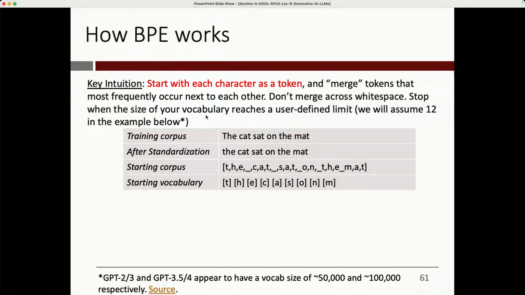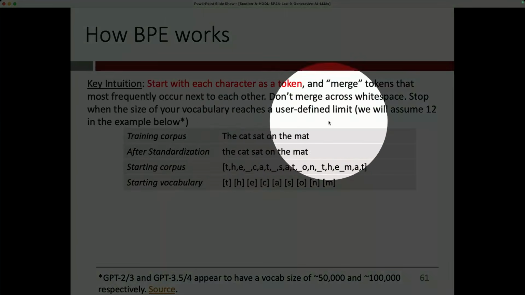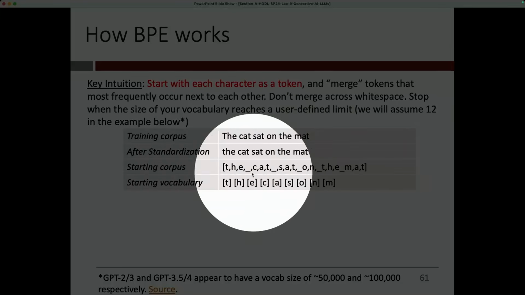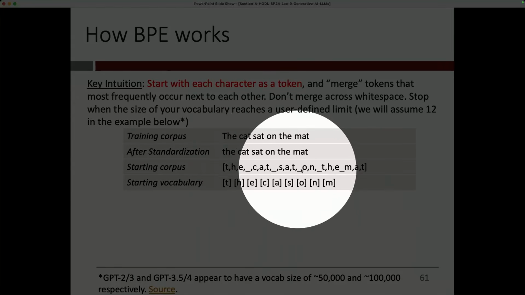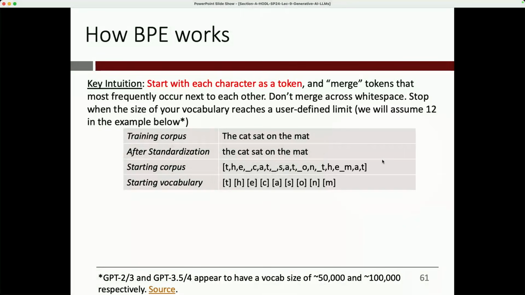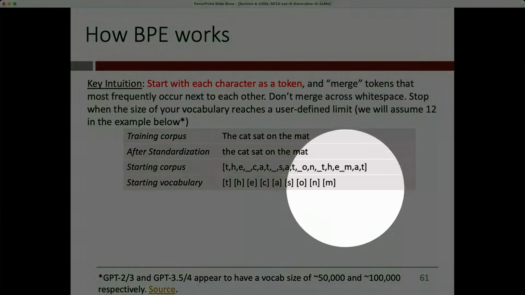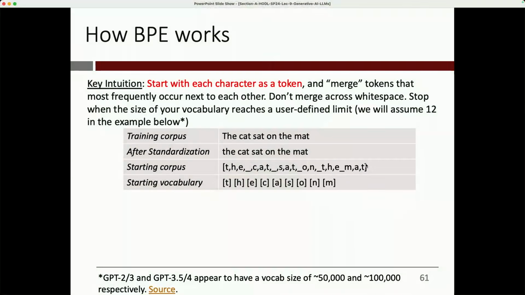So let's say that your training corpus is just a single sentence. The cat sat on the mat, okay? And even though GPT does not actually do any lowercasing, it'll actually treat uppercase THE as different from lowercase THE. Just for simplicity, I'm going to standardize it here. So it just becomes the cat sat on the mat. And then I'm going to write it in this form where I put a comma after every word, and then I put a little underscore to show the space between the words. Okay? I'm going to write it in this format, and it'll become clear why in a second. Now my starting vocabulary is just all the individual letters in the training corpus. That's it. And this is a starting point.